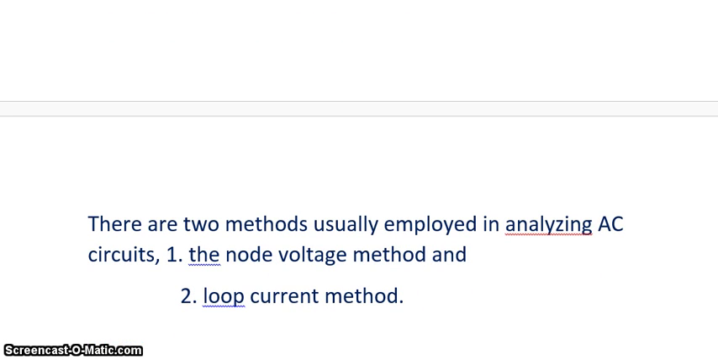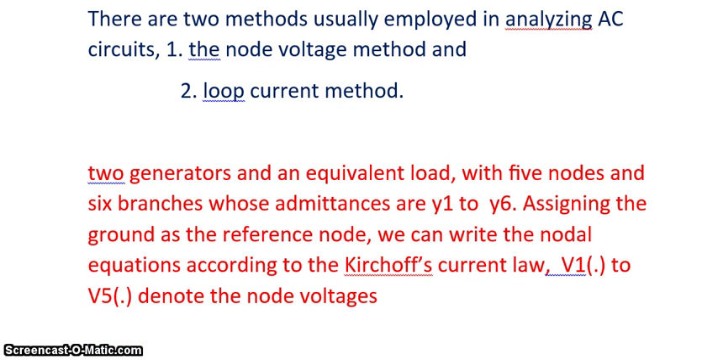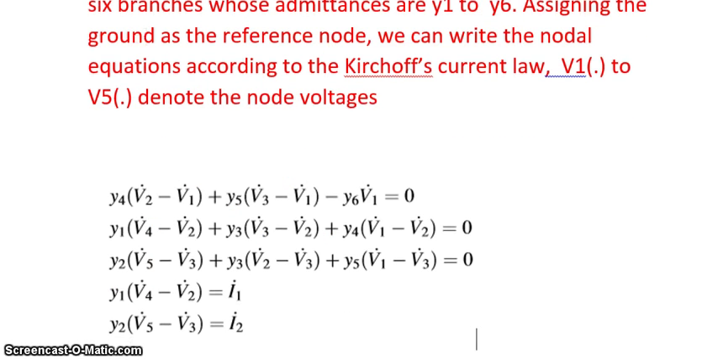There are two methods usually employed in the analysis of AC circuits. The first one is the node voltage method, another is the loop current method, or sometimes it is called mesh analysis. Consider two generators and an equivalent load with 5 nodes and 6 branches whose admittances are Y1, Y2 till Y6. Assigning the ground as a reference node, we can write nodal equations according to Kirchhoff's current law, for V1 dot to V5 dot. So these would be the 5 equations, for example Y4 (V2 dot minus V1 dot) plus Y5 (V3 dot minus V1 dot) minus Y6 V1 dot equal to 0.